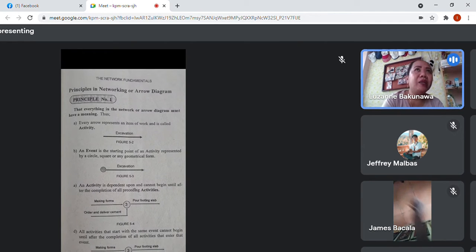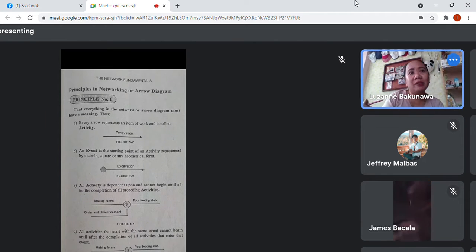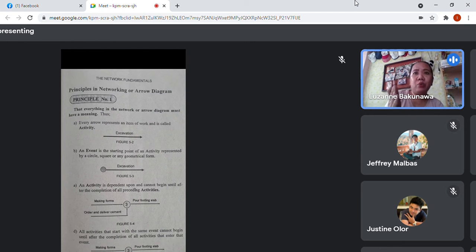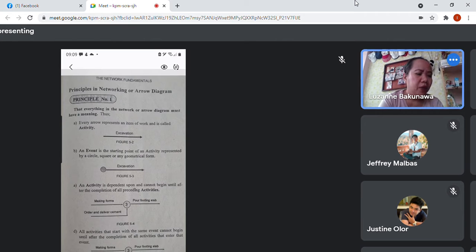Actually, in making a CPM, you are given a series of activities. For the activities, you are given the duration and the precedence, the predecessor and successor, or what comes next or what comes before that activity. This is called an activity, this one, excavation.